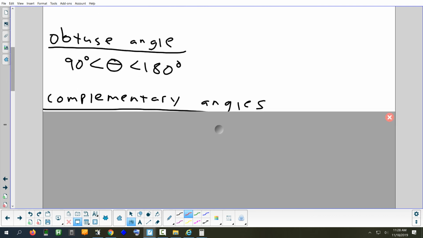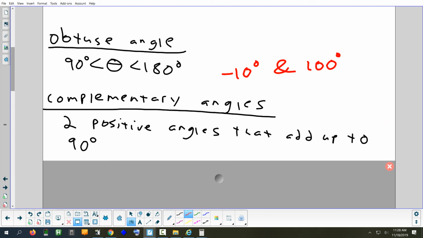This next definition applies to a pair. You're going to have two. Anyone remember what complementary angles are? Isn't it two angles equal to 90 degrees? No, two angles added together that equal 90. How about negative 10 and 100? Those are two angles that add together to give me 90. So they both have to be positive. You could say two acute angles, because acute also means positive. But two positive angles that add up to 90.